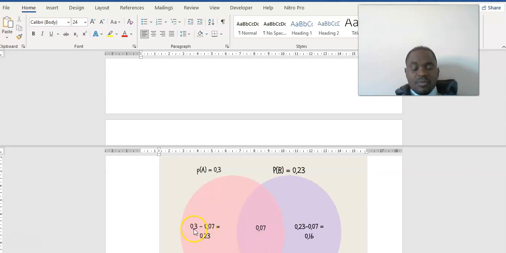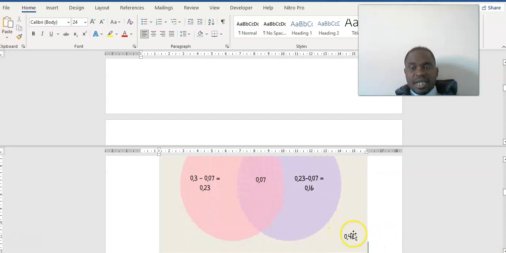Alright, in other words, we can say the whole of this one, which is 0.3 minus 0.09, should give us the value here. Then this side is also the whole of this value, which is 0.23 minus the value here, should give us this one. Alright, so the total minus the intersection should give us this. The total of B minus the intersection should give us only this.